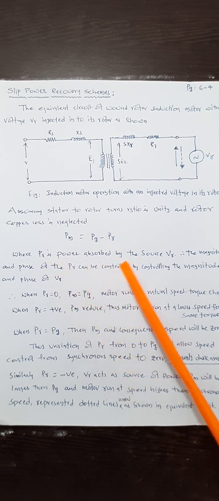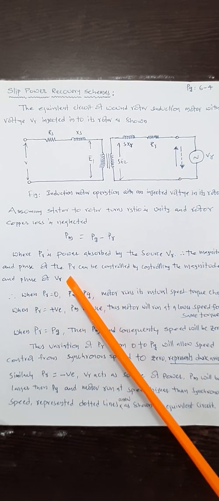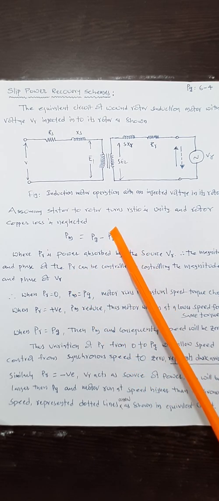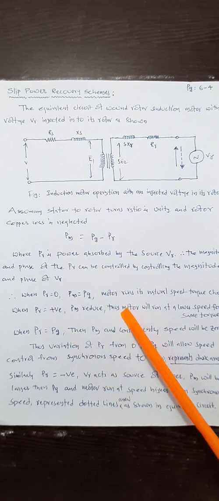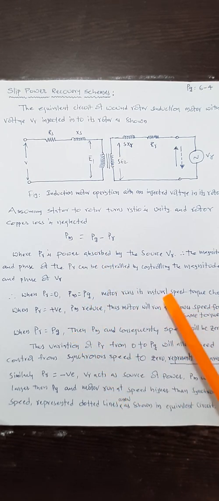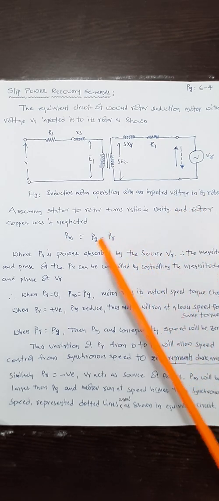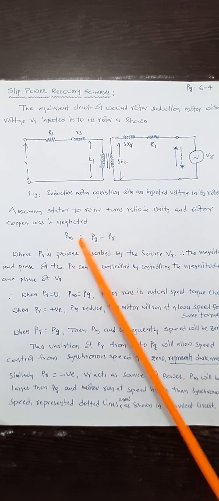Based upon this, all operations are carried out. PR is the power absorbed by the source VR, therefore the magnitude and phase of PR can be controlled by controlling the magnitude and phase of VR. For example, let us take case one. If PR is equal to 0, the equation becomes PM is equal to PG, so the motor runs on its natural speed torque characteristics. Nothing happens here. There is no injection, and because the losses are neglected, input power is equal to output power.